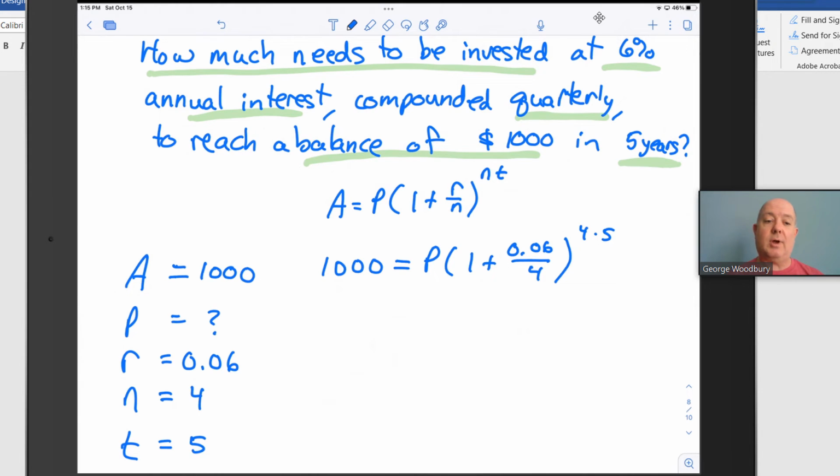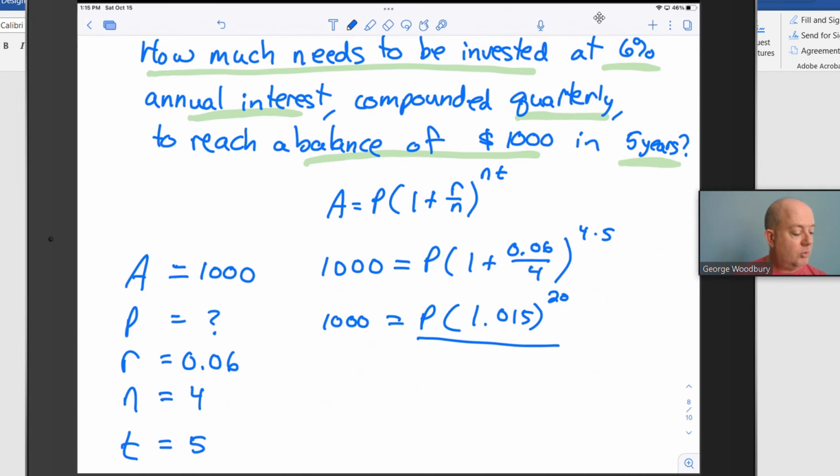I want to clean up that right-hand side a little bit. 1,000 equals P times 1 plus 0.06 divided by 4, which is 0.015. So this is 1.015. And the exponent, 4 times 5, is 20. So I can divide both sides of the equation by 1.015 to the 20th power. And that gives me the principal.